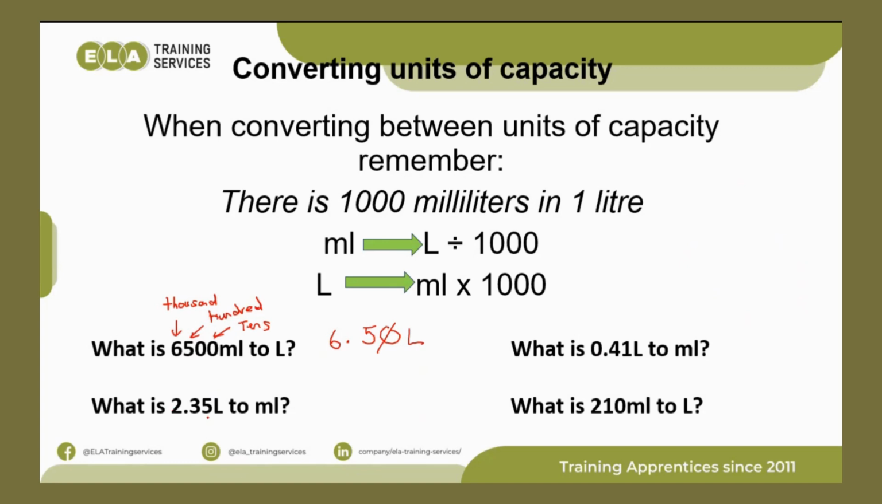Then we've got 2.35 litres to millilitres. So how many thousands have we got? Well, we've got 2,000. How many hundreds have we got? Well, we've got 3. And how many tens have we got? We've got 5.